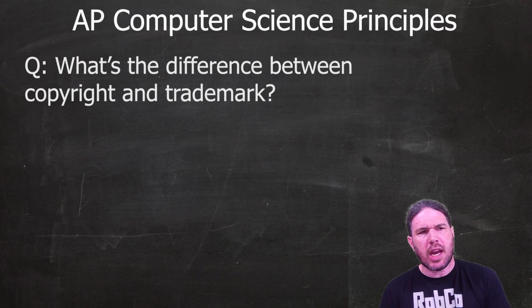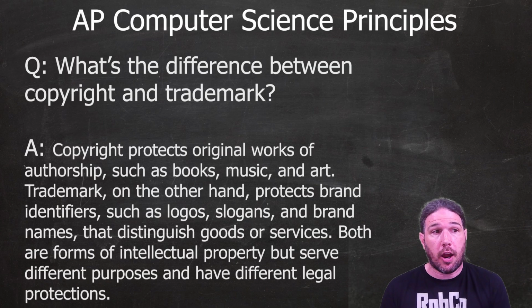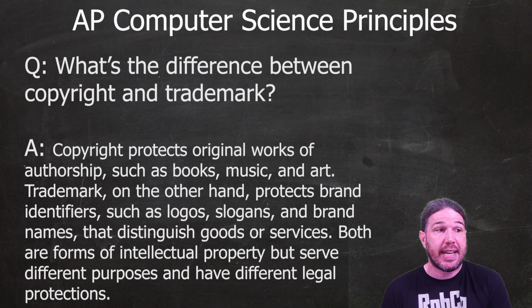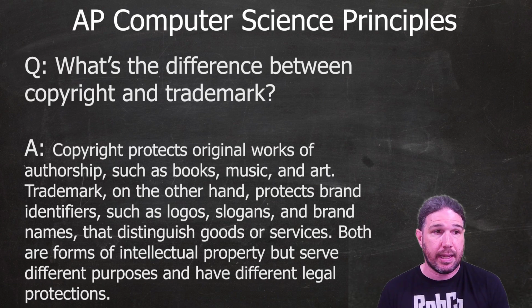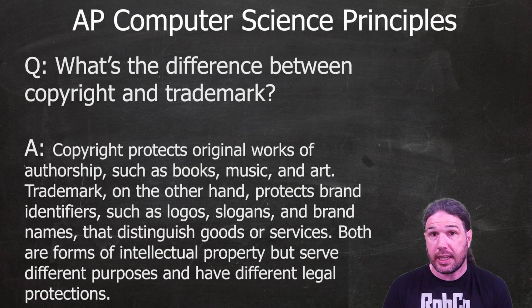What's the difference between copyright and trademark? Copyright protects original works of authorship such as books, music, and art. Trademark, on the other hand, protects brand identifiers such as logos, slogans, and brand names. Both are forms of intellectual property, but they serve different purposes and have different legal protections.